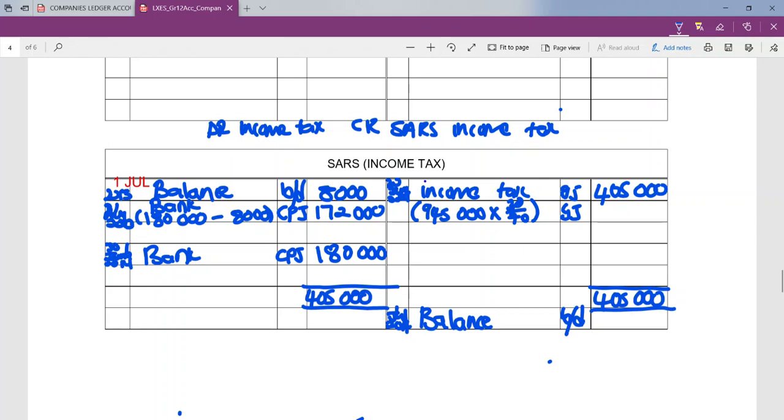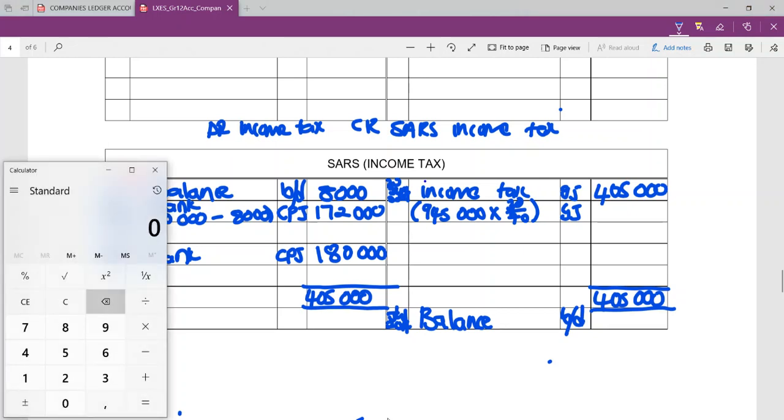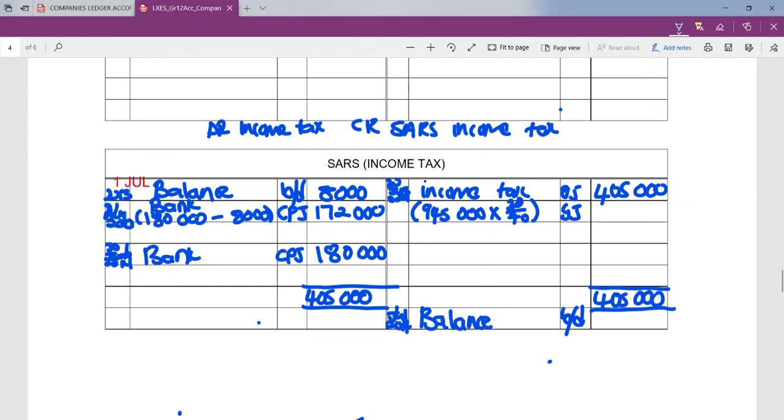So if we say 360,000, or we can maybe simply say 405,000 minus 360,000, so that we can get how much we are owing to SARS, and then we are realizing that we actually owe SARS 45,000. So on the 30th of June 2014, our balance carried down will be 45,000, okay? And then this will be the balance brought down for the new year, 45,000. So in this case we are owing SARS 45,000 for income tax.